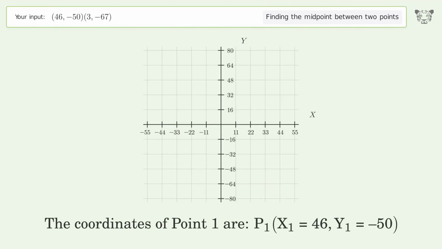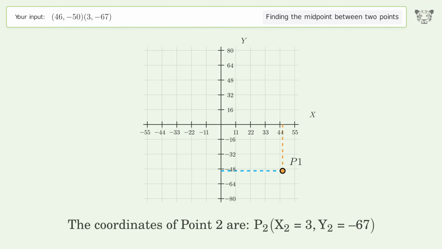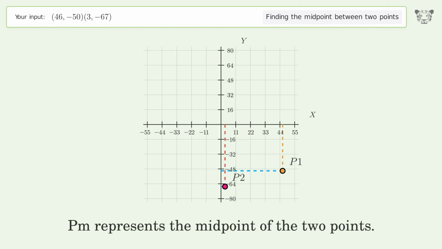The coordinates of point 1 are x1 equals 46, y1 equals negative 50. The coordinates of point 2 are x2 equals 3, y2 equals negative 67. PM represents the midpoint of the 2 points.